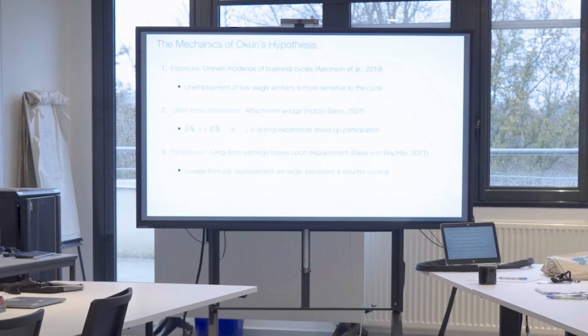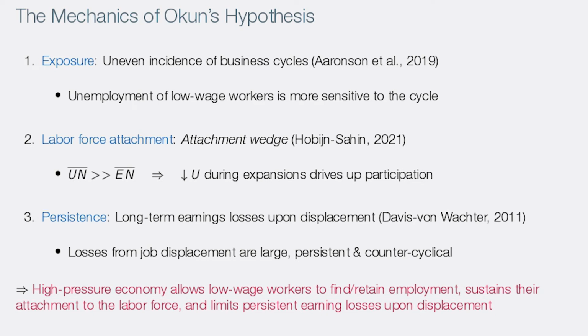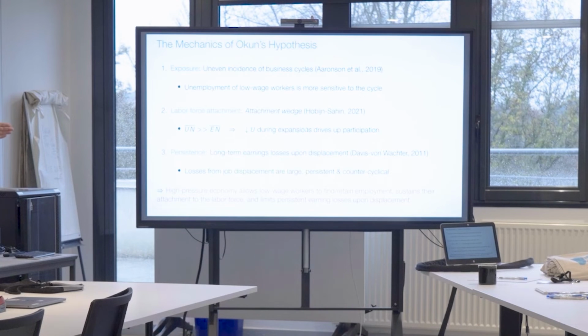The third channel is this persistence channel, which is related to the long-term earning losses upon displacement, widely documented, in particular by the paper by Davis and von Wachter. As in the data, in our model losses from job displacement are large, persistent, and counter-cyclical, large in recession and expansion. So when you put these things together, you see that a high-pressure economy, an economy that avoids high unemployment for a long period of time, after a recession, during a recovery, allows low-wage workers to find and retain employment more quickly, sustains their attachment to the labor force, and therefore limits this persistent earning loss upon displacement.